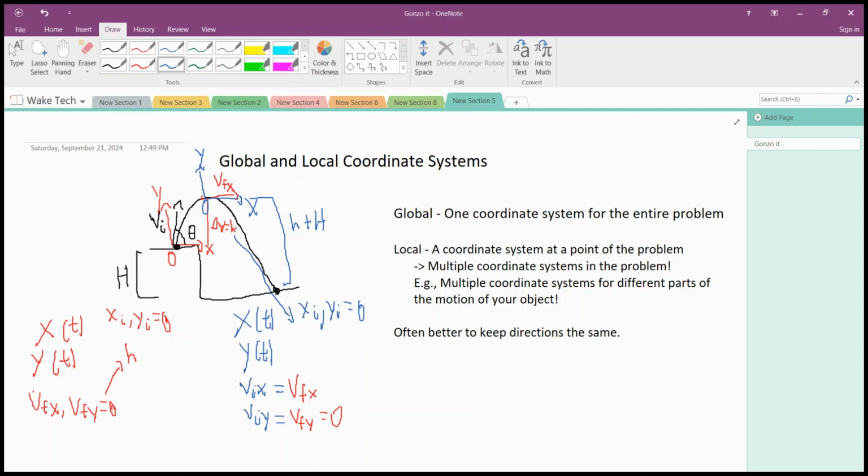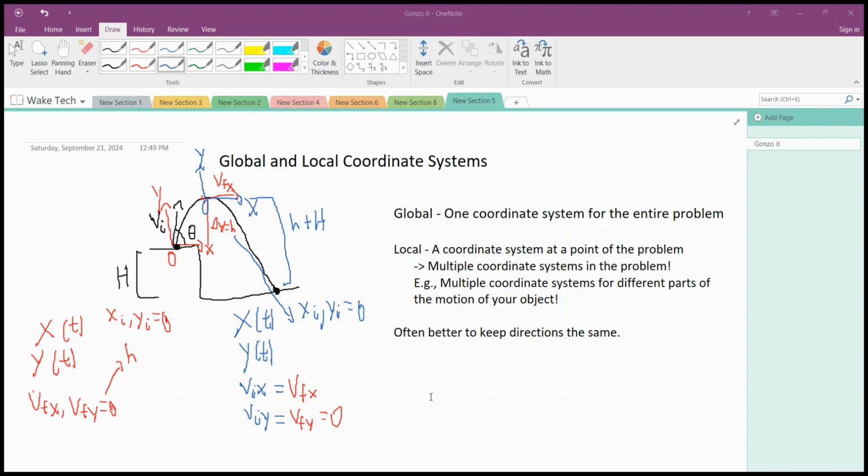Now, doing this for this problem is a bit silly. It's a lot better to use a global coordinate system. When do you want to use a global or a local coordinate system? Well, it turns out that so long as you don't have a part of the problem where you have a rotated coordinate system, or so long as you don't have a number of objects moving in different ways, so a more complex system, it's often better to use a global coordinate system.